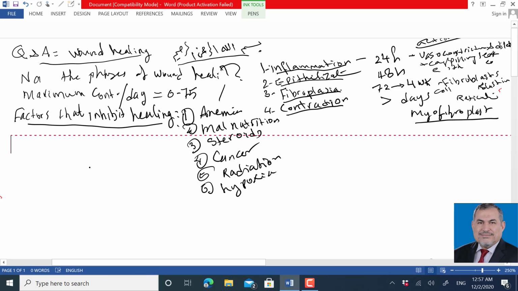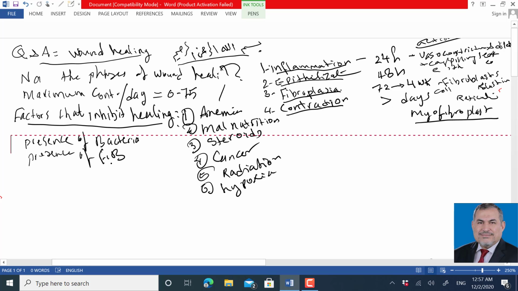What factors prolong the inflammatory phase of wound healing? Didn't we say the inflammatory phase is 24 hours? What factors prolong the inflammation? Two factors: the presence of microbes or bacteria and the presence of a foreign body. Okay.